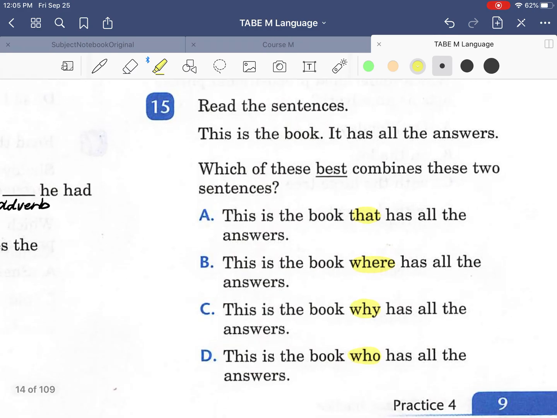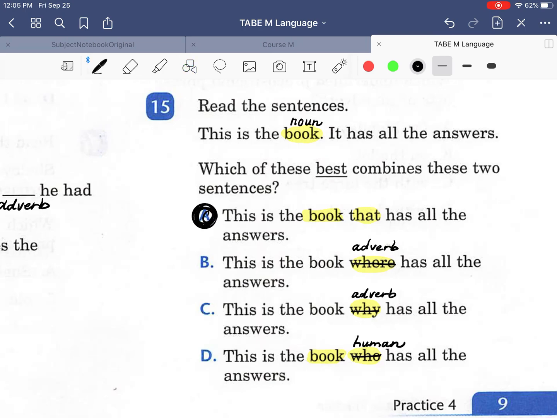So we're talking about a book. That's a thing. That's a noun. So we're looking for a pronoun. Where is an adverb? Why is an adverb? So we can eliminate those two. We need a pronoun, not an adverb. So we're down to that or who. And if you look at a book, is a book a human being? No. So it can't be this one. The book is not human. It must be A. This is the book that has all the answers.